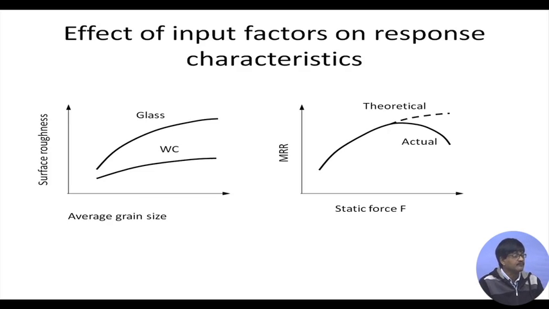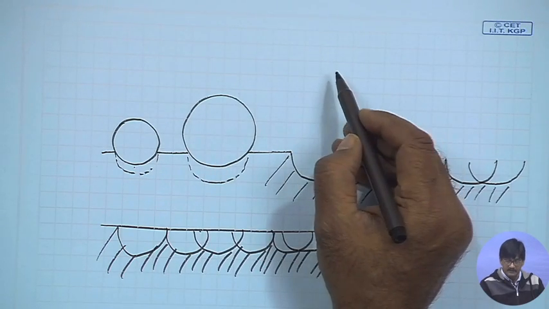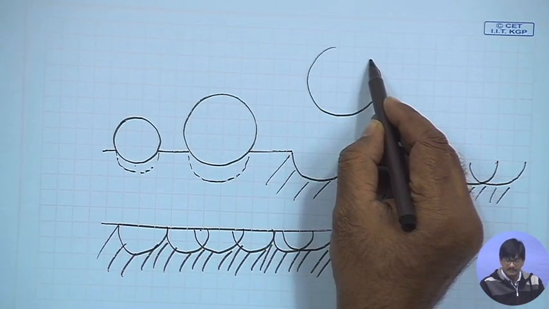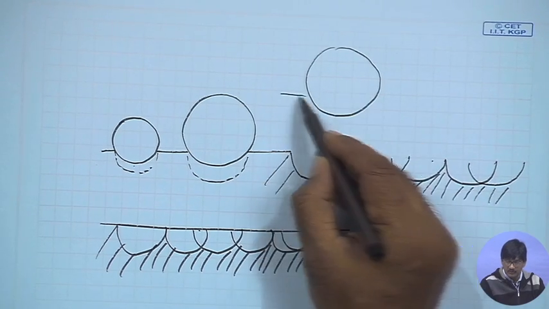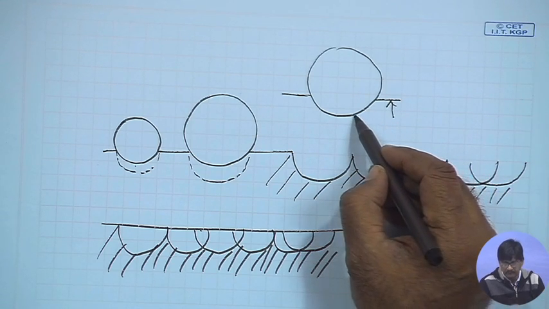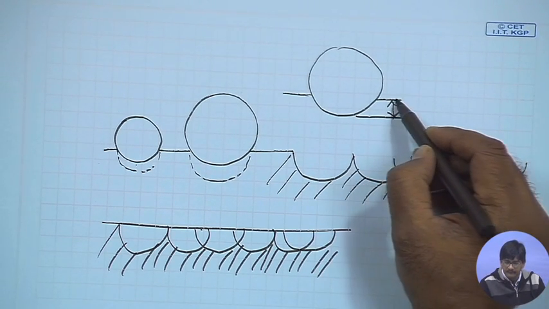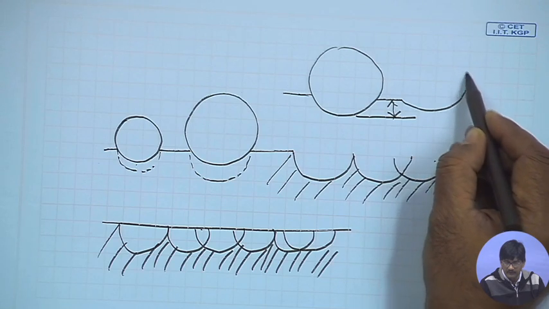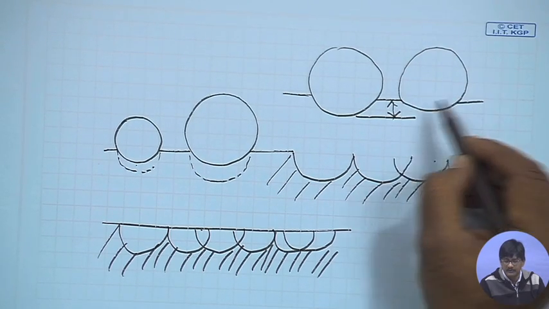Next, coming back to the graph, we see that glass has a higher surface roughness compared to tungsten carbide. Why is this so? This is because of this particular figure. Let us have a look. The same grit will go into glass by this much, while the same grit would go to a much lower depth in tungsten carbide.